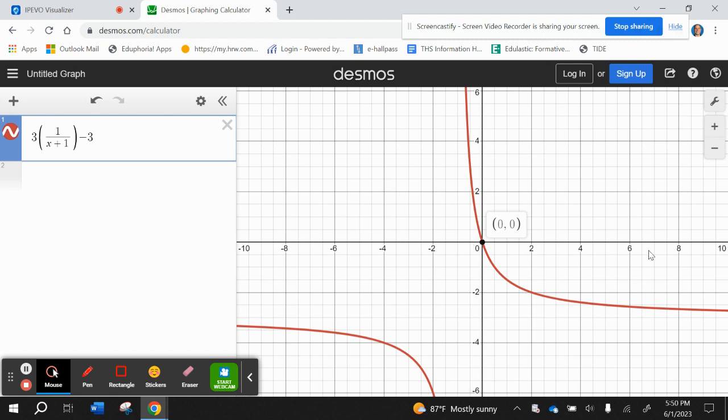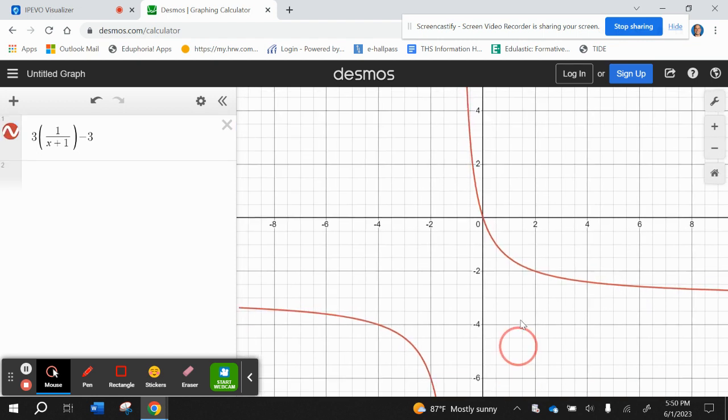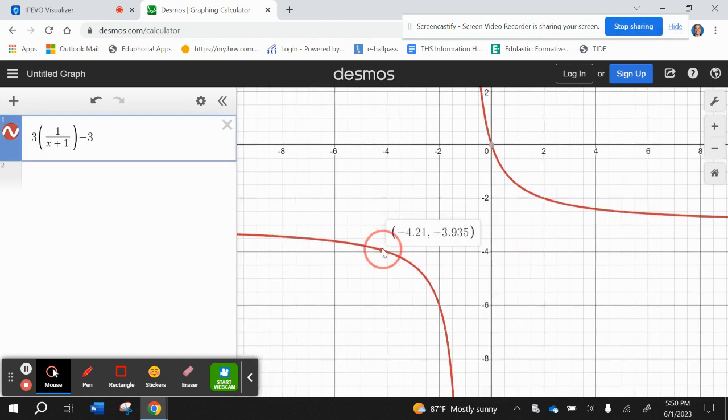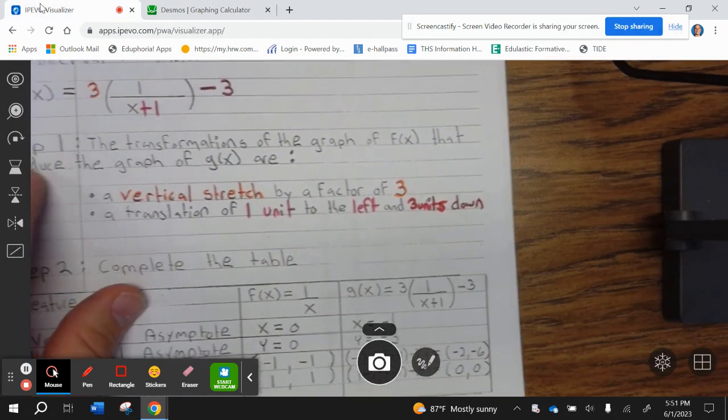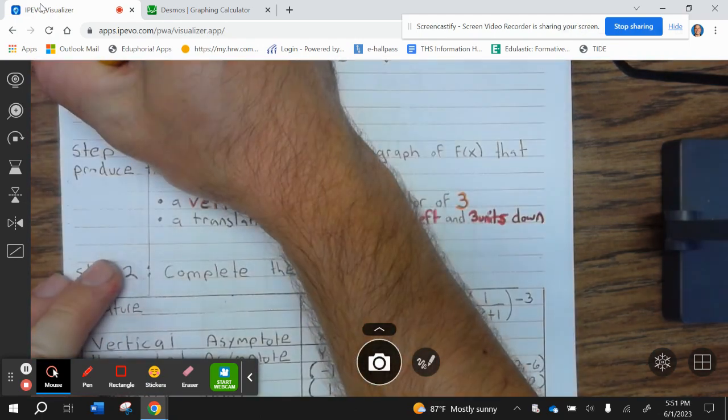And then let's come down here. Oh, almost had it. Well, if you round, that'd be -4, -4. So we can use that point, (-4, -4). All right. Let's go ahead and graph g of x in yellow.